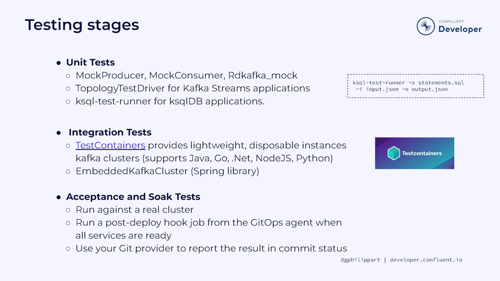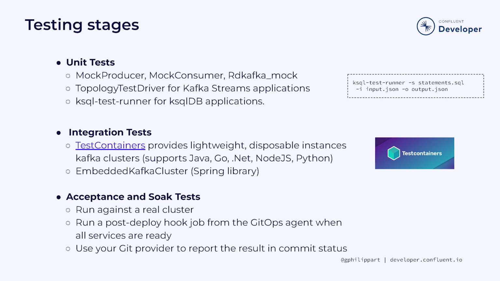Most GitOps agents have a deploy hook mechanism. With the post-sync hook, you can run the test when all deployments are done and all services are ready. You can report back the test results by updating the commit status with your Git hosting service, for example, GitHub or GitLab.